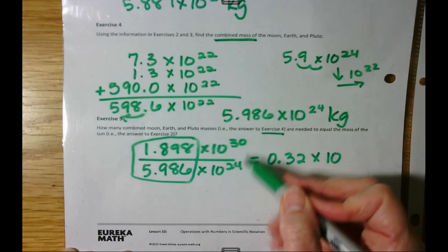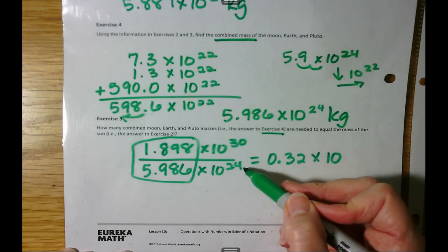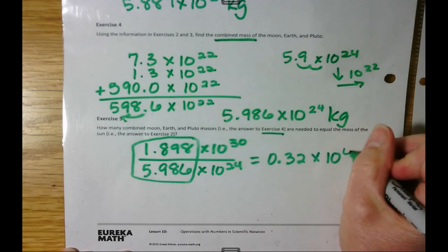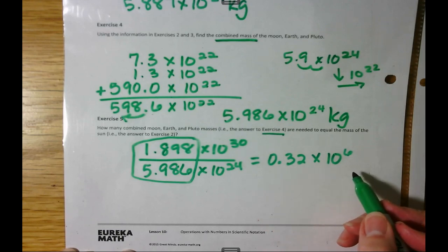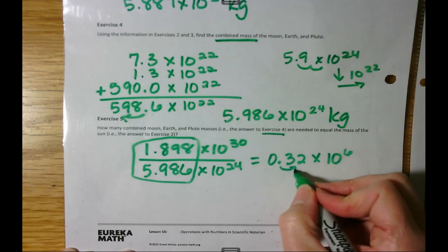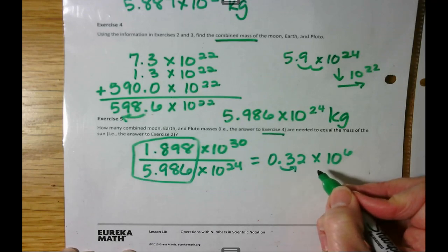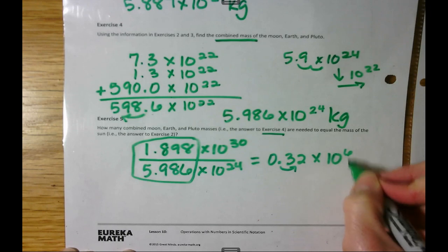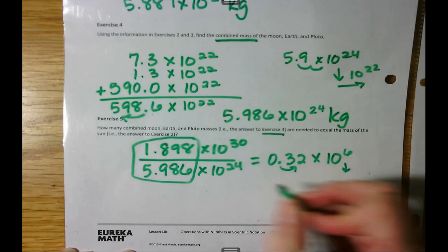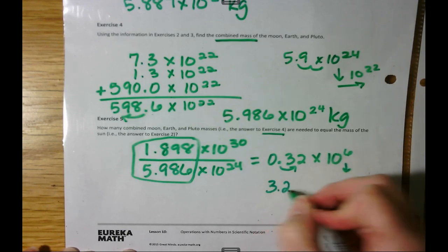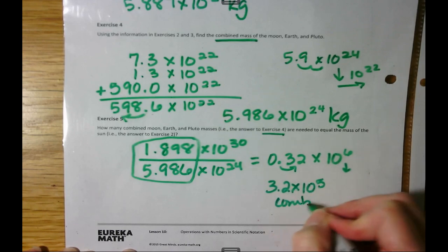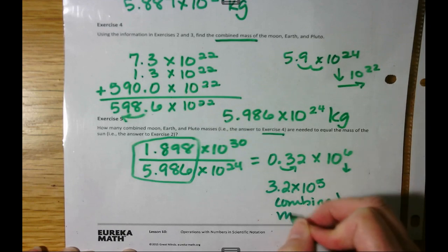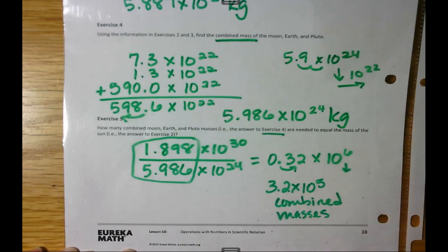I take these 2 powers and subtract the exponents. 30 minus 24 is 10 to the 6th. However, this is not proper scientific notation. I need to move the decimal 1 place to the right, which means that my power of 10 is going to decrease. So I will rewrite it as 3.2 times 10 to the 5th combined masses would fit in the sun.